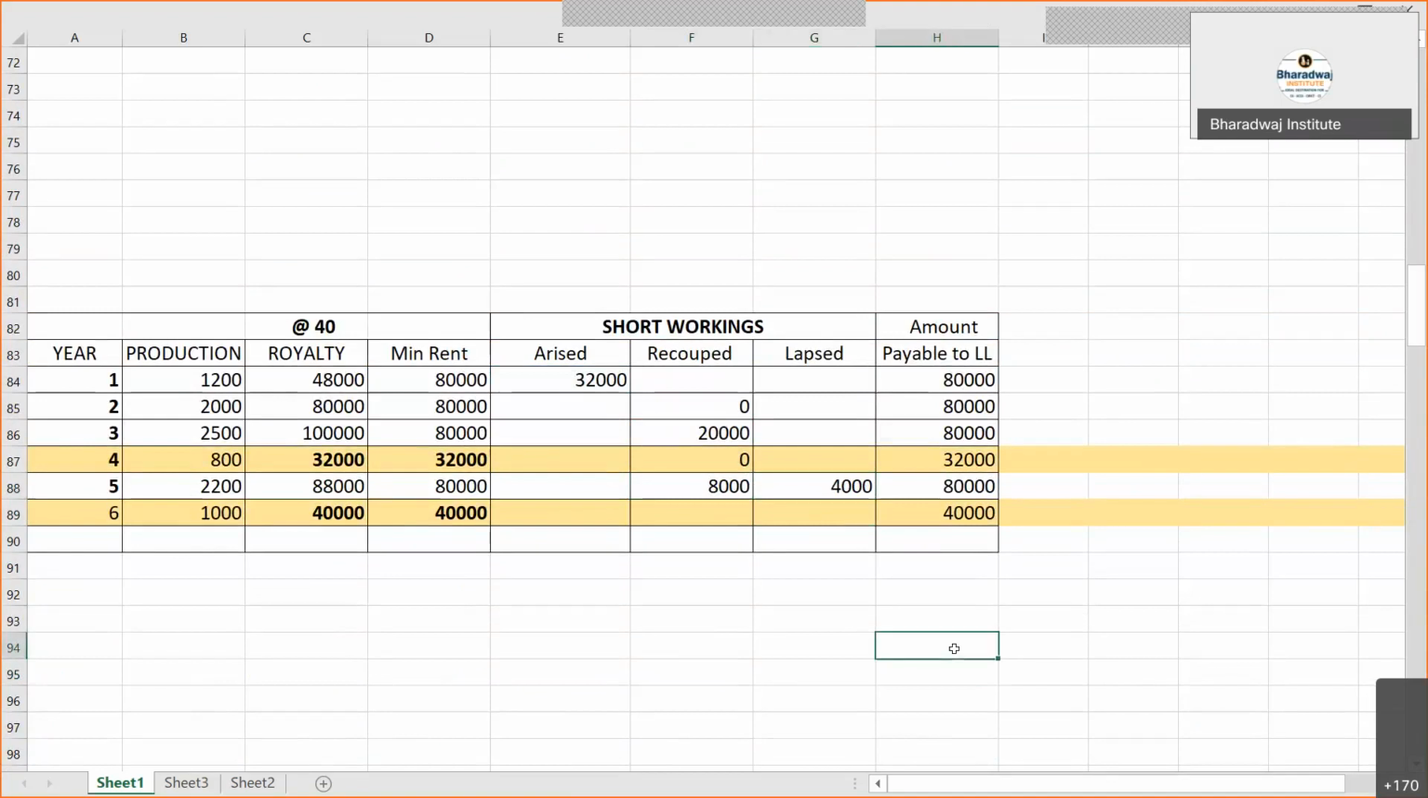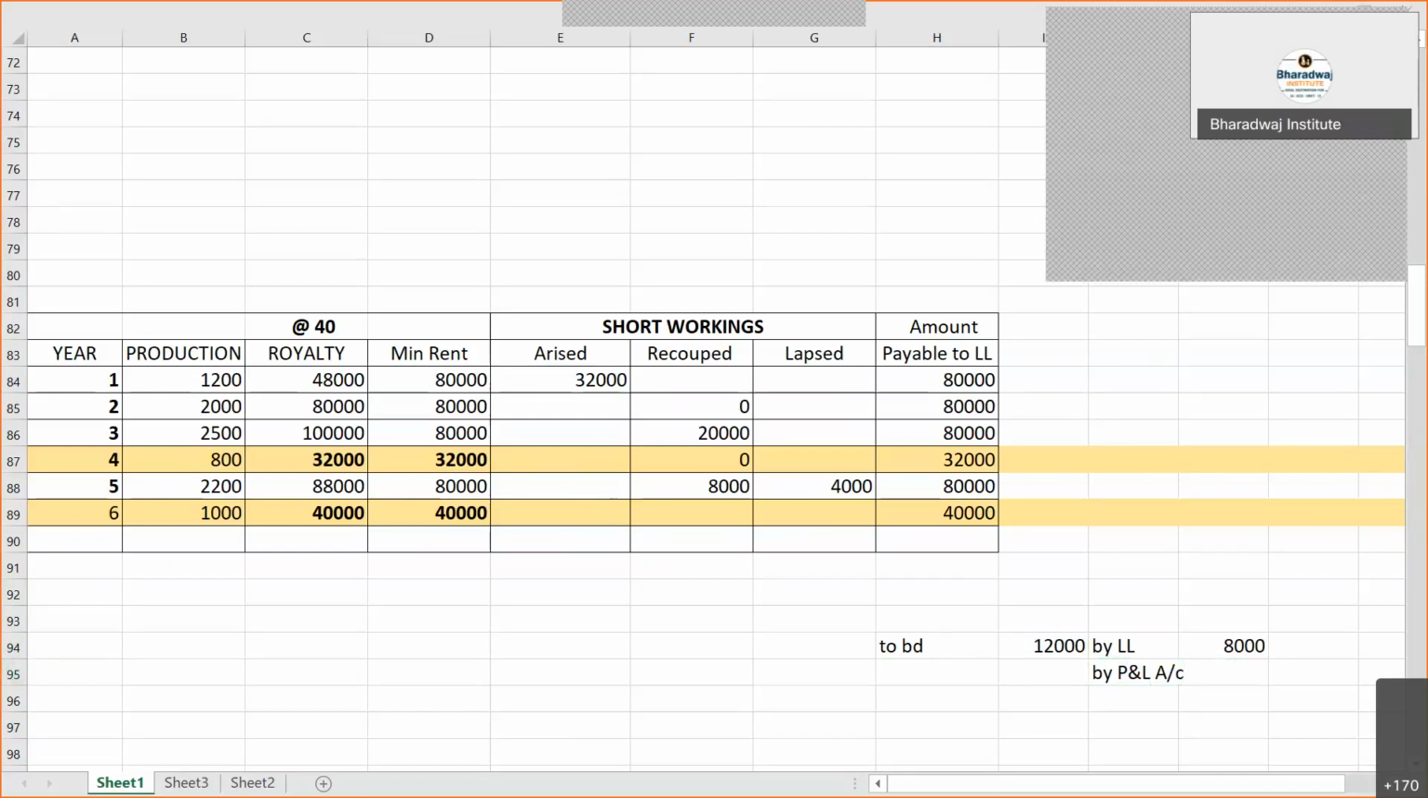In the last problem, the balance brought down would have been 12,000. By landlord, recovered is 8,000. In this example, we will transfer by P&L account 4,000. Like that, we used to transfer.